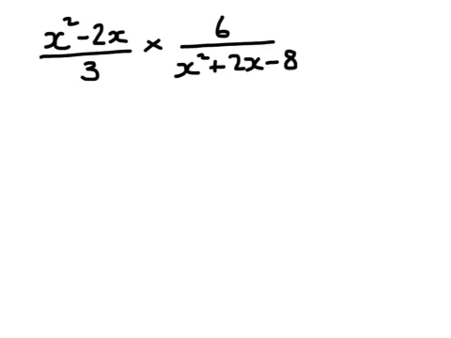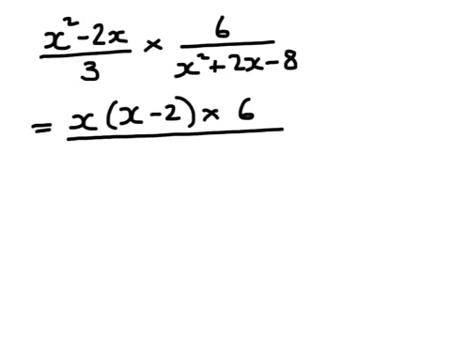So what I'm going to get on the top, I can see that x comes out as a factor. So that's going to be x times x minus 2. And if I do a quick check to see do I get the same expression, x times x squared, x times minus 2, minus 2x, that's fine. So I'm going to multiply that by 6 divided by, and it's going to be 3 multiplied by, now I'm going to look to factorize this expression.